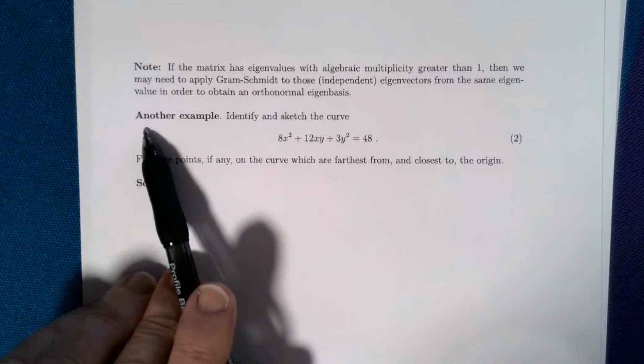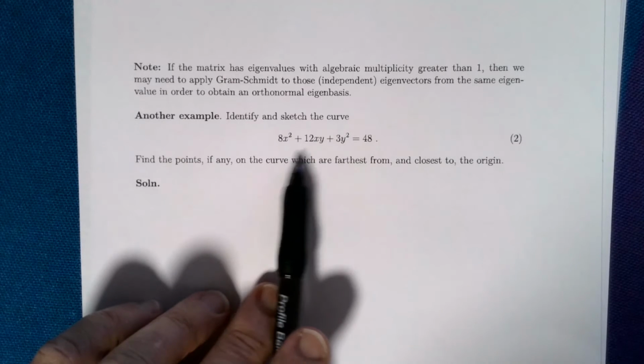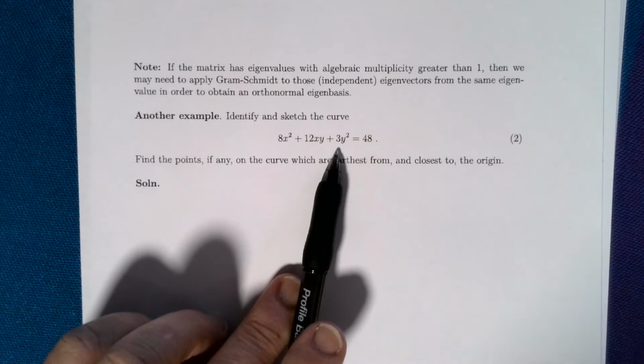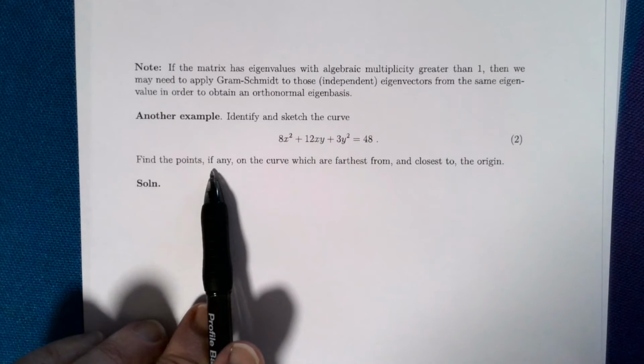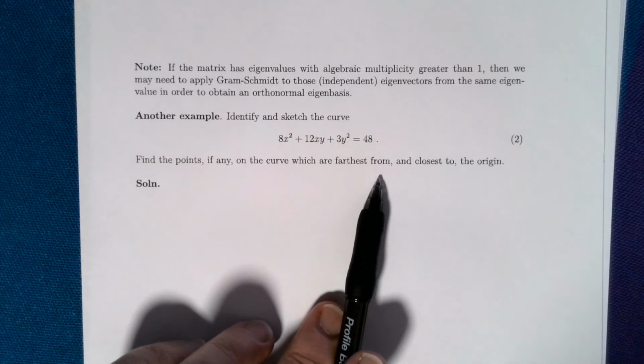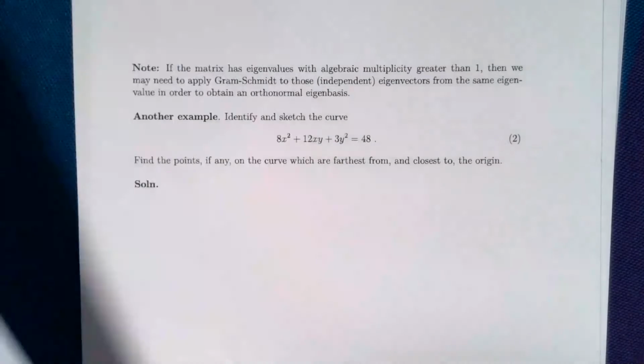So here's another example. We're going to identify and sketch the curve 8x squared plus 12xy plus 3y squared is equal to 48. And we want to find points, if any, on the curve that are furthest from and closest to the origin. So here's the worked solution for this.